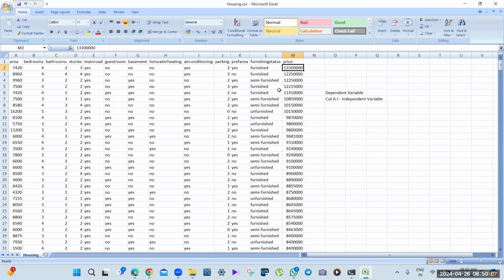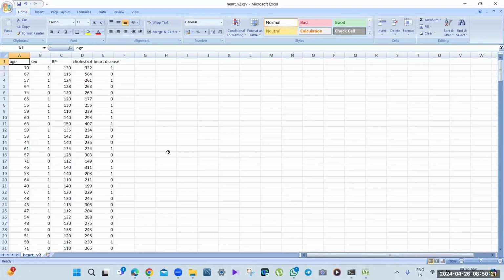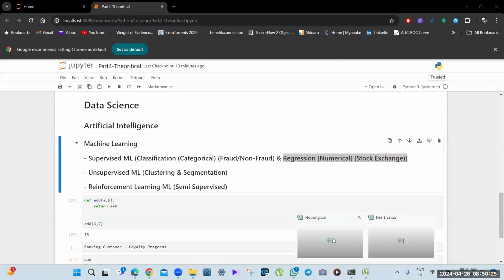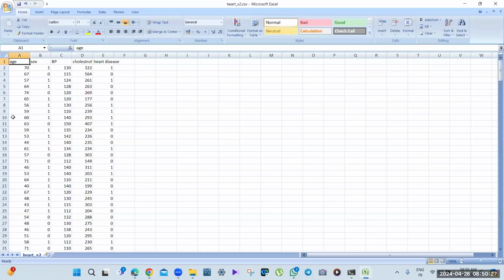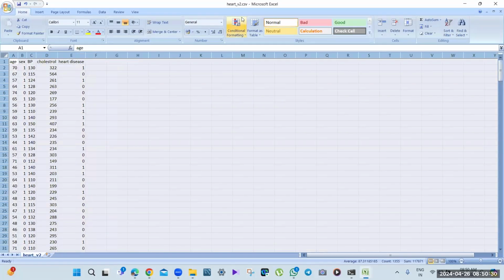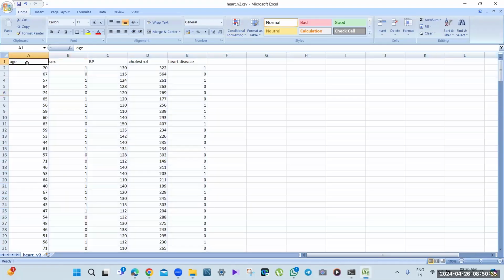So this is regression. Is this a little bit clear now, or is it still confusing? Still need some more, I think. No worries, let's try this one. This is another data set. The data set is heart disease or something, right? It has age, the sex, the gender of a person, BP, which is blood pressure, cholesterol, and another column which is heart disease.